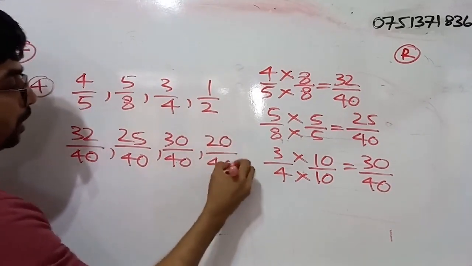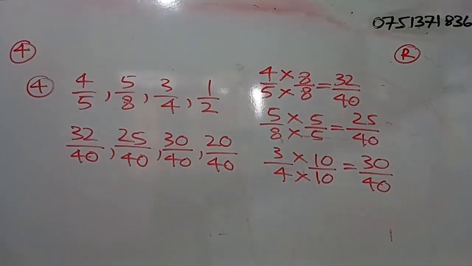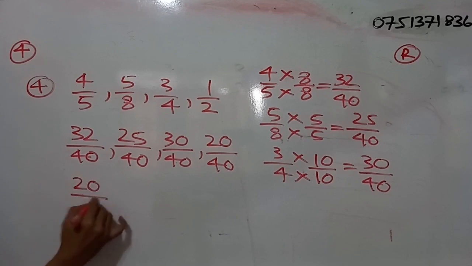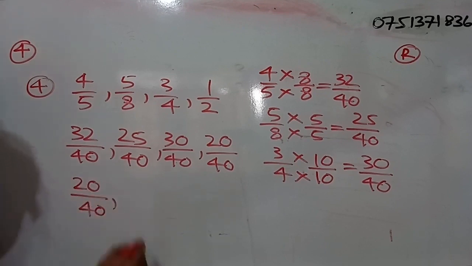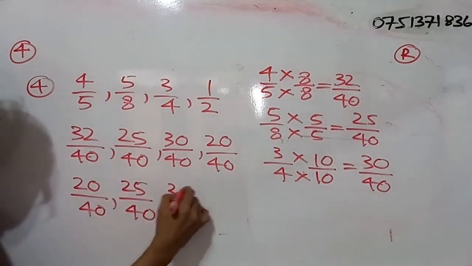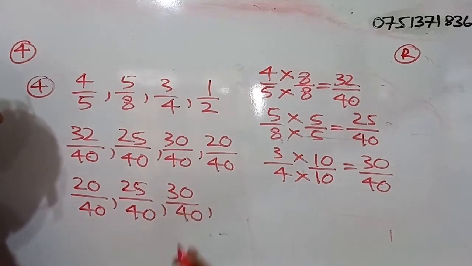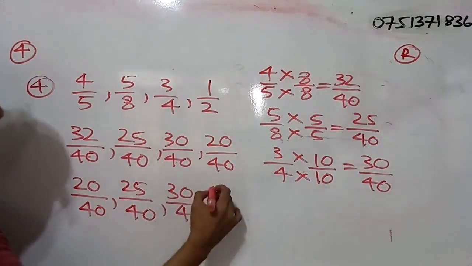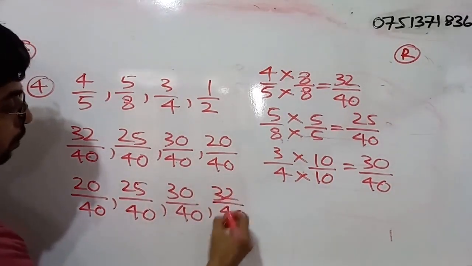20 by 40. Right, now it is easier for us to do the comparison. So by observing the numerators, 20 by 40, that is the smallest fraction here. Then we have 25 by 40. Then we have 30 by 40. Then we have finally 32 by 40.